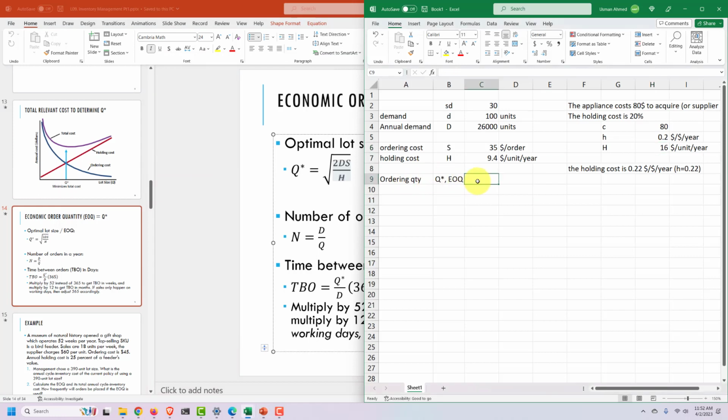Okay, so let's do that. So we have the square root of 2 times capital D, which is right here, times S, divided by H, 9.4. Now this would work in this case because there's no plus sign in the numerator. But to be careful, I always recommend students put the numerator in closed brackets. So it's going to be 2 star D star S. The numerator is completely calculated, and then divide by the denominator, the bottom part of the fraction, and put that in brackets as well.